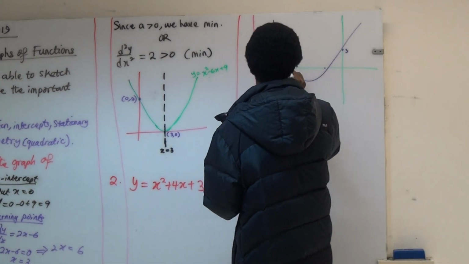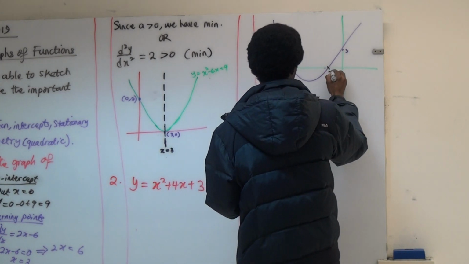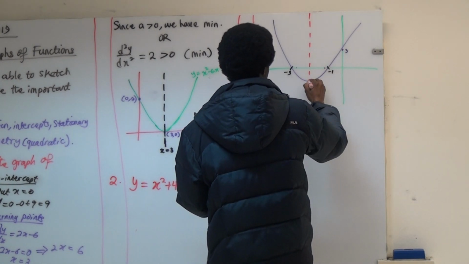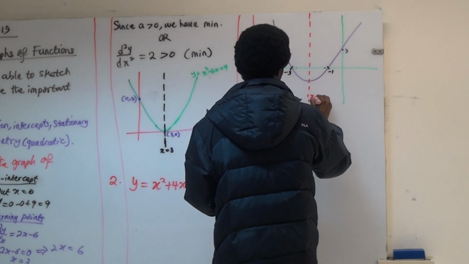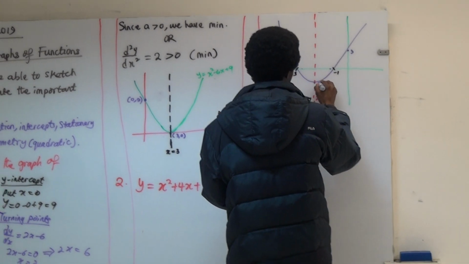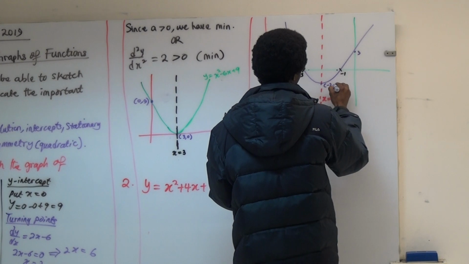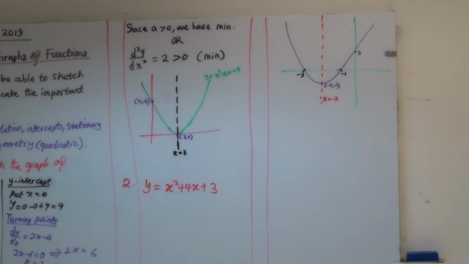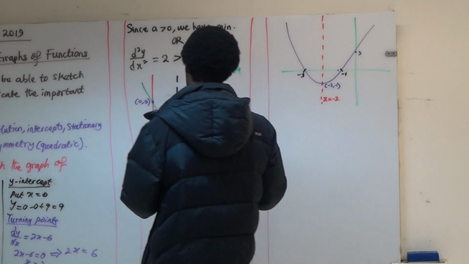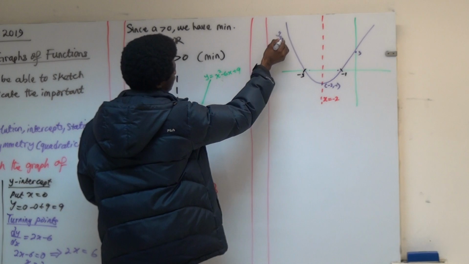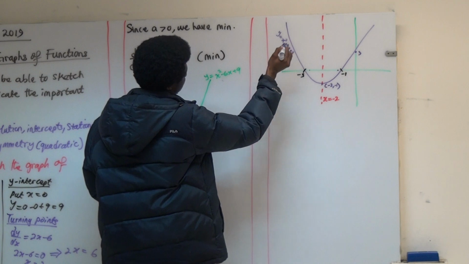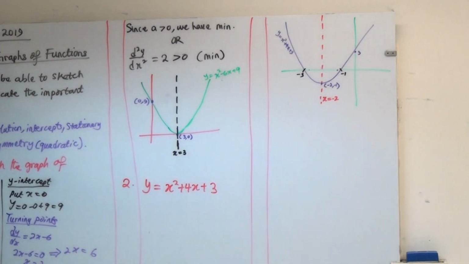So I could just write here -3, -1, and your axis of symmetry, x equals -2. So which means the turning point is what? -2, -1. Then you write the equation somewhere. So I write here y equals x squared plus 4x plus 3. So this is a sketch that we do.